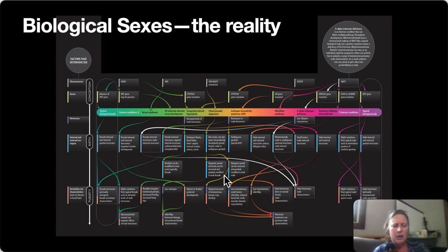I'm going to try to get a bigger version of this so that I can post it on our Google Classroom site and you can see more of the details. But this is a more accurate model of how our biological sex works.